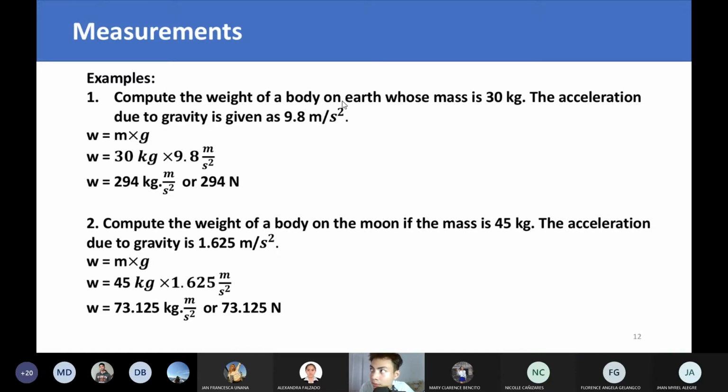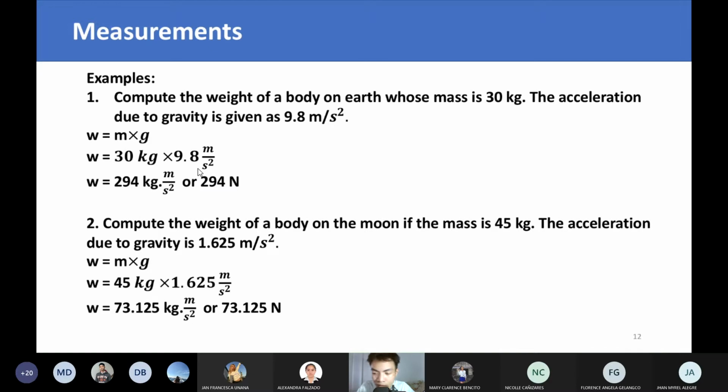Kunwari ito, compute the weight of a body on Earth whose mass is 30 kilograms. The acceleration due to gravity is given as 9.8 meters per second squared. Okay? So, anong gagawin mo? Yung 30 kilogram, that's the mass. You just multiply it with the acceleration due to gravity. So, that's 30 times 9.8. So, you will get 294 newtons. Okay?